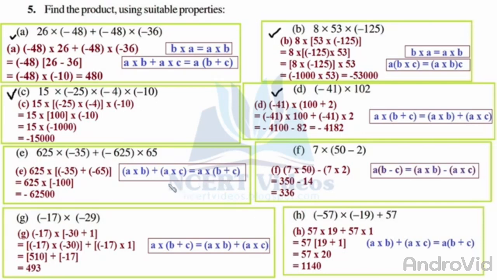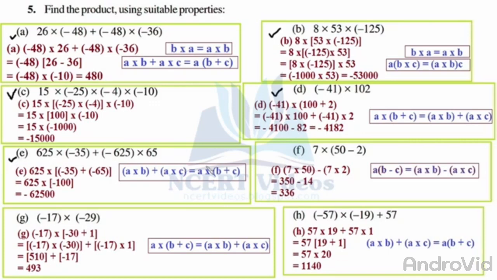Now solving this, minus 35 plus minus 65 is what? Negative 100, because both are negative. We add them up and give them a negative sign. Now just fixing 2 zeros to 625, and plus minus is minus, therefore the answer is minus 62500.